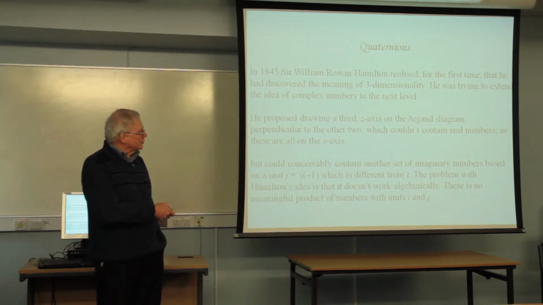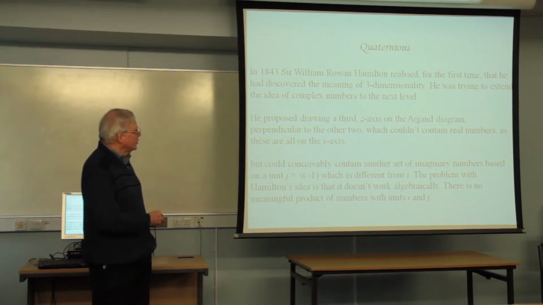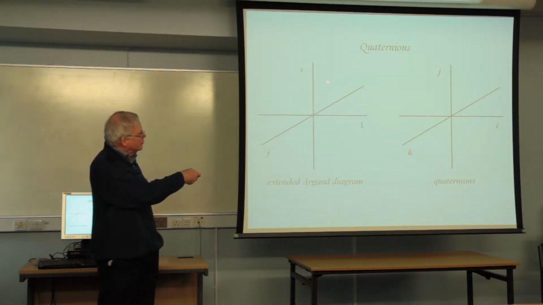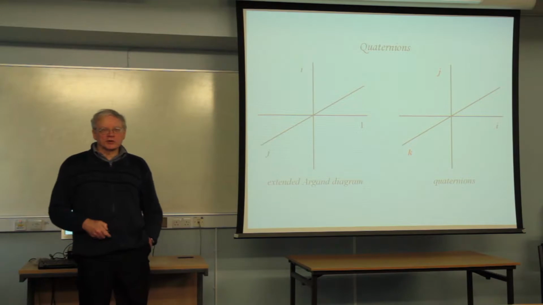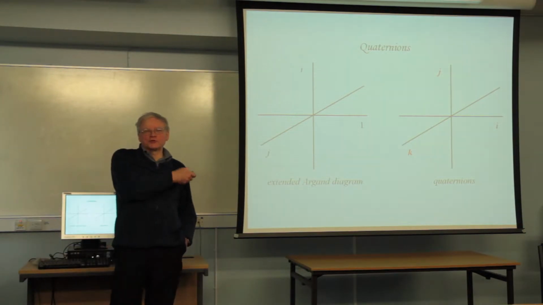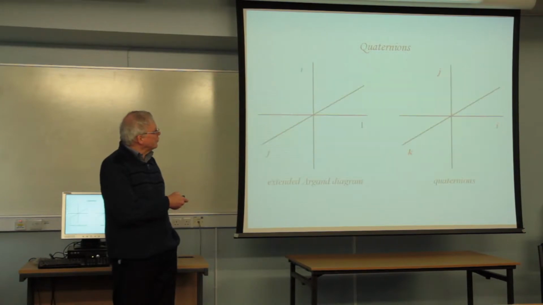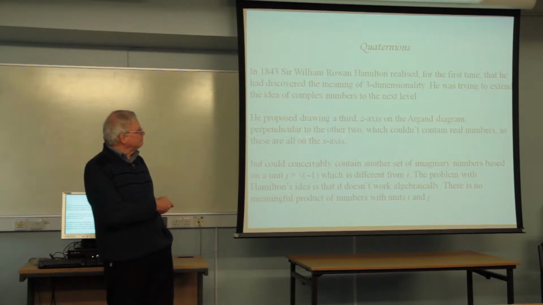And what he was trying to do, I'll show you on the next slide. This diagram here, the Argand diagram, forget about this axis for a minute. You've got the real numbers and you've got the imaginary numbers, the standard Argand diagram, and he tried to draw a third axis to the Argand diagram. He didn't do it that way, but that was essentially the meaning of what he did. And what he found was that you can't do that.